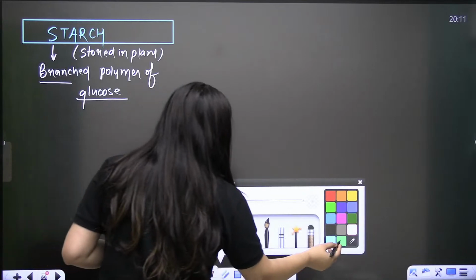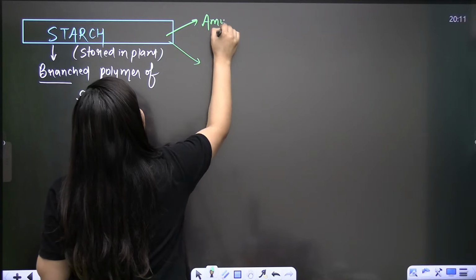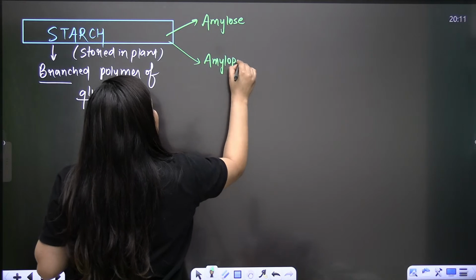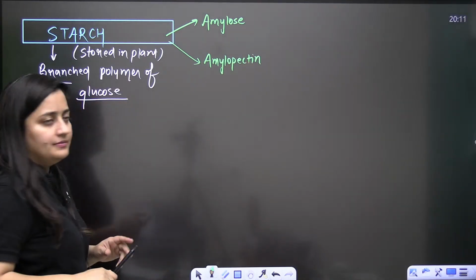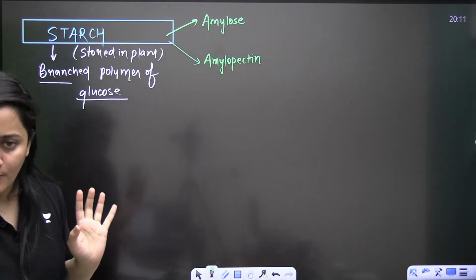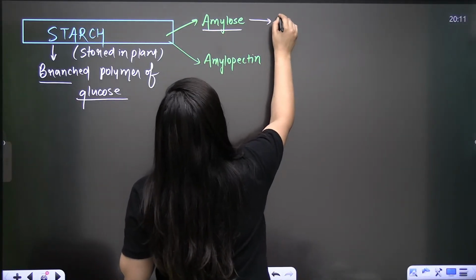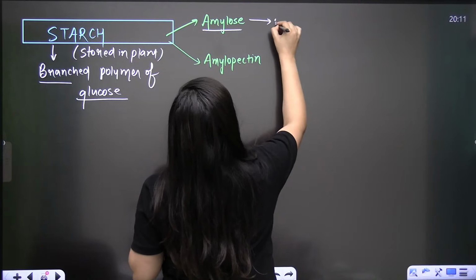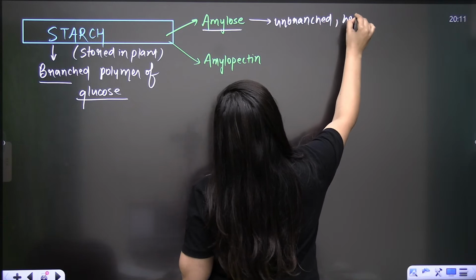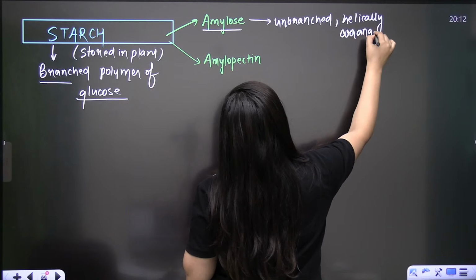Done, bache? So as I said, in the case of starch, you need to talk about two things. One is amylose and another is amylopectin. Now, when you are talking about the amylose, amylose is unbranched but helically arranged. It is not branched, but it is helically arranged. Ultimately, they all are made up of glucose.